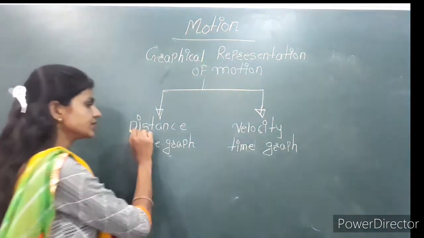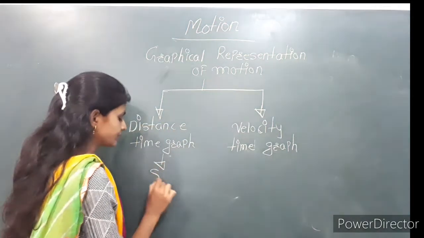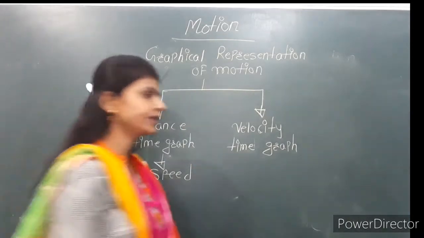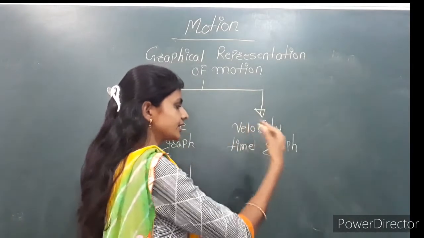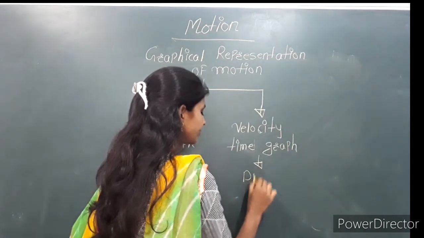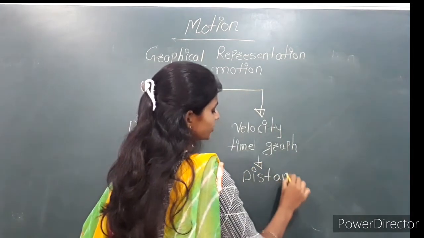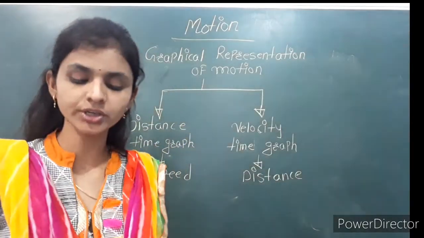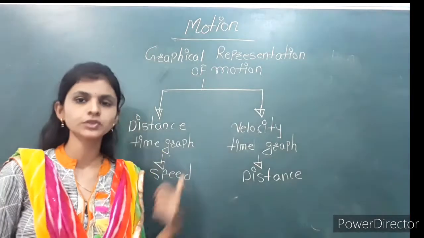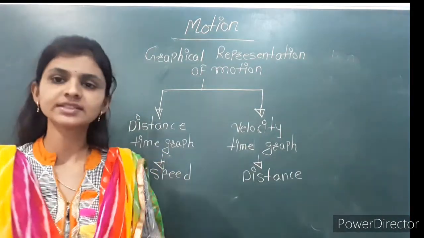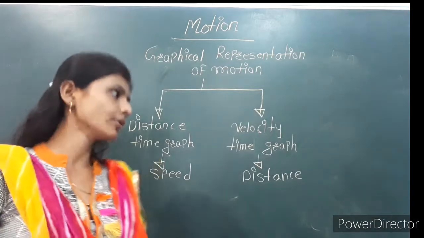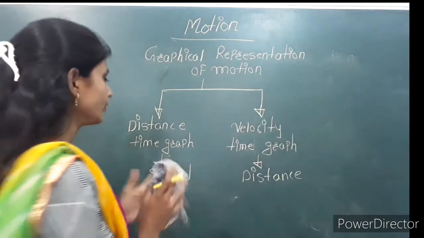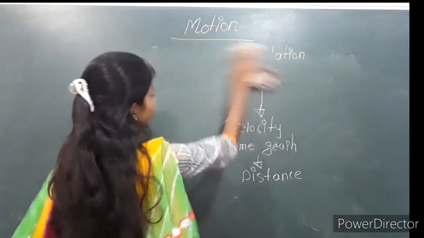By using the distance time graph we can calculate speed, and by using the velocity time graph we can calculate distance. So these are the two ways to present motion graphically. Today we will discuss the distance time graph.